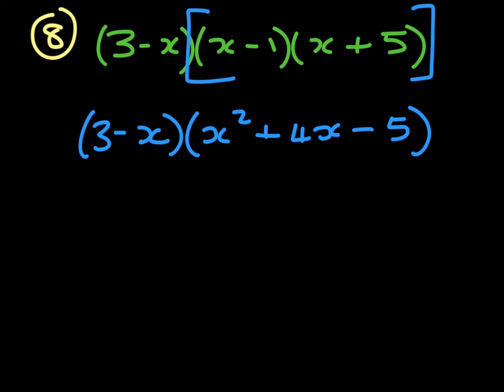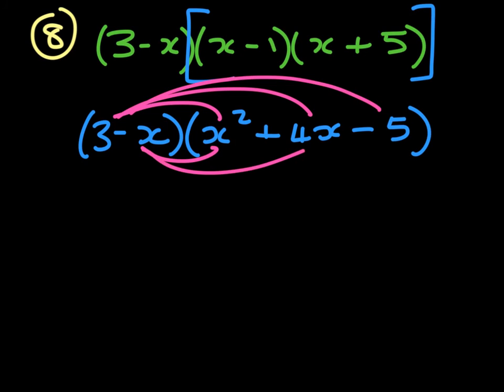And now we're going to remove the first bracket, so we're going to do 3 times, 3 times, 3 times, and then negative x times, negative x times, and negative x times, and then tidy it all up for your final answer.